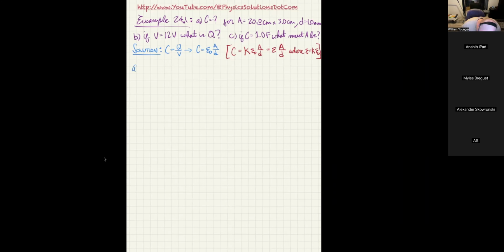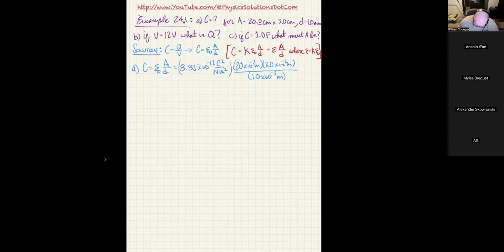So I'm going to say C is equal to epsilon zero A over D. Now that's going to be 8.85 times 10 to the negative 12th, that's Coulomb squared per Newton meter squared. And then the A is going to be 20 times 10 to the negative 2 meters times 3.0 times 10 to the negative 2 meters. And that's our area. And then we're going to divide that by 1.0 times 10 to the negative 3 meters, like that. And that's epsilon zero A over D.